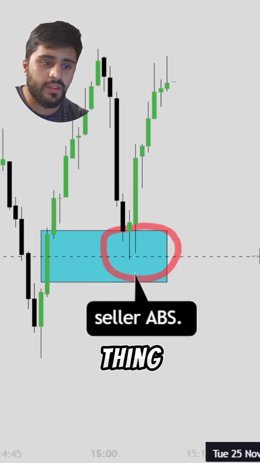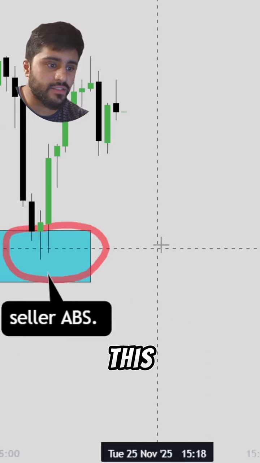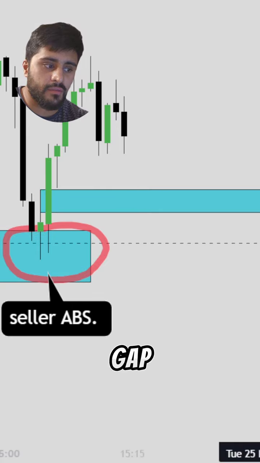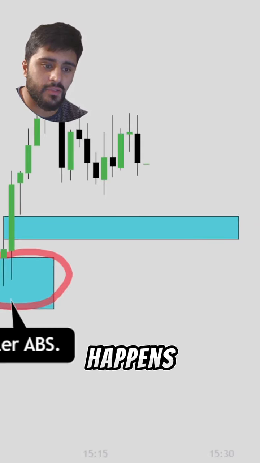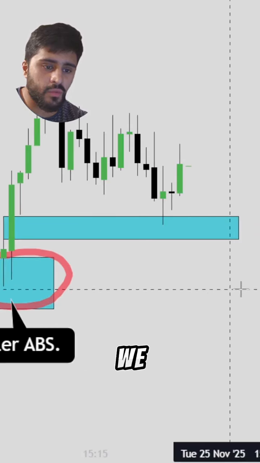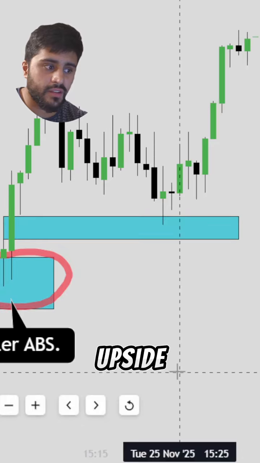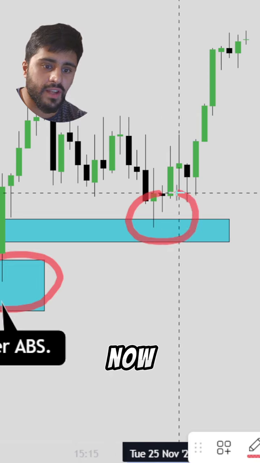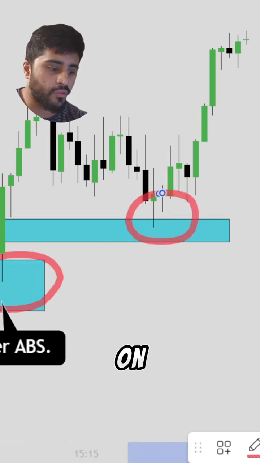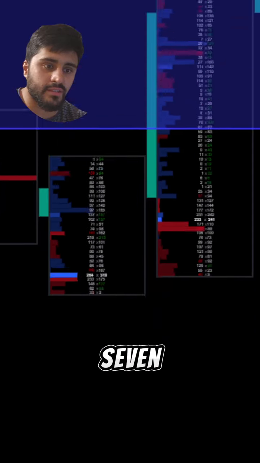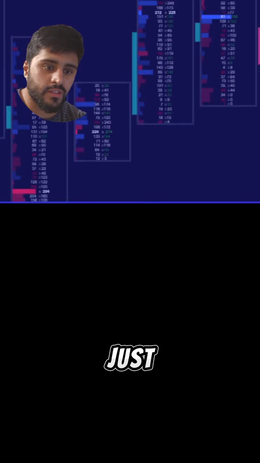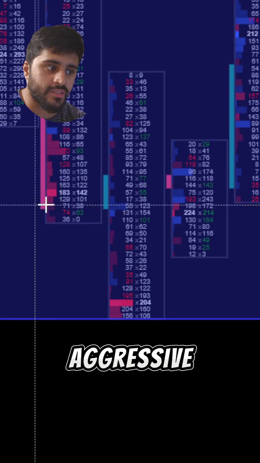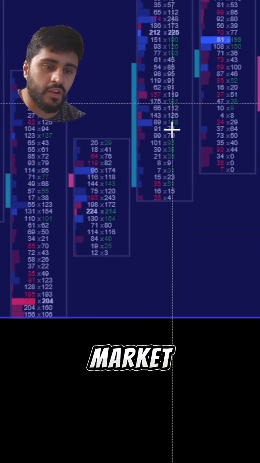Now we see the same thing over here. The market comes into this zone and we see price rejecting off this fair value gap. Again, the same exact thing happens over here, where the market comes in, we tap in before we shoot to the upside. Now, what was going on specifically in this region? We want to focus on around 6,700 on the 25th of November. 6,700 was just over here. Again, 6,700 over here, we see aggressive sellers, and then the market rips to the upside.